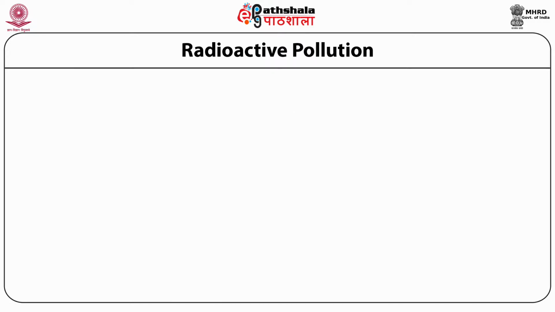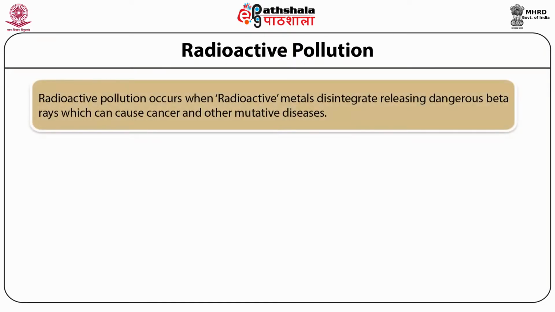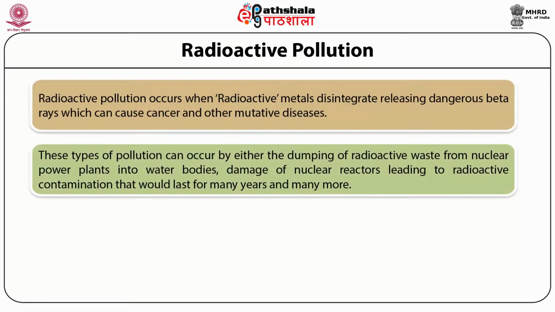The next pollution is known as radioactive pollution. Radioactive pollution occurs when radioactive metals disintegrate, releasing dangerous beta rays which can cause cancer and other mutative diseases. This type of pollution can occur by the dumping of radioactive waste from nuclear power plants into water bodies, damage of nuclear reactors leading to radioactive contamination that would last for many years, and many more.